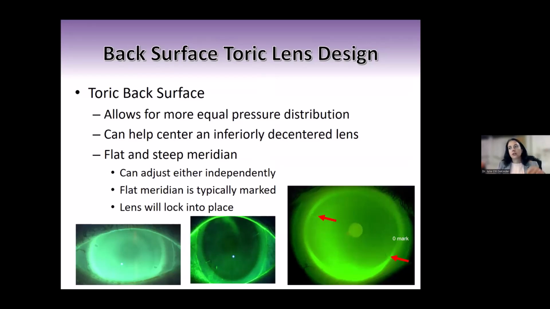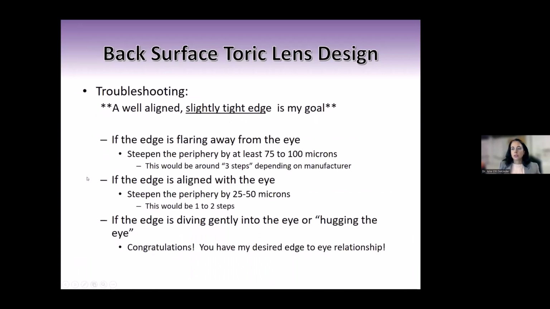So this gives us our equal pressure, and it can help us center. And you can adjust all of these intermediately. And if you need to go to quadrant specific, you can do that as well. The nice thing is the lens should lock into place, and the flat will align with the flat, the steep will align with the steep, and then you'll have a very, very well centered lens that's not going to rotate.